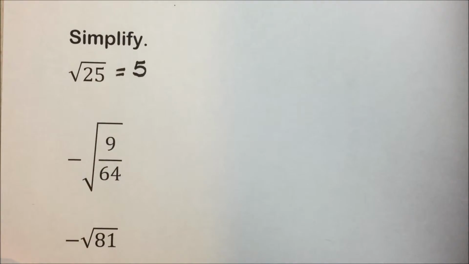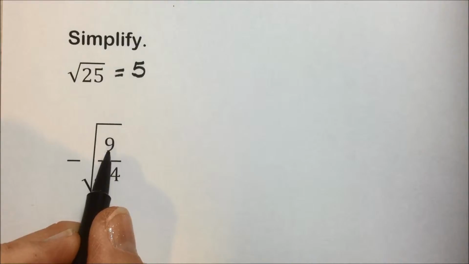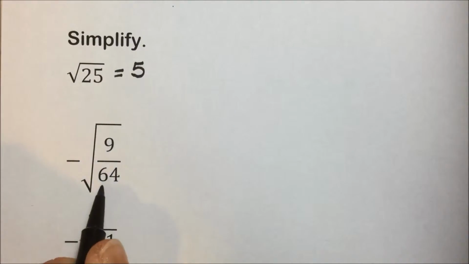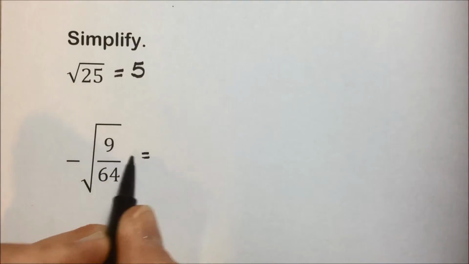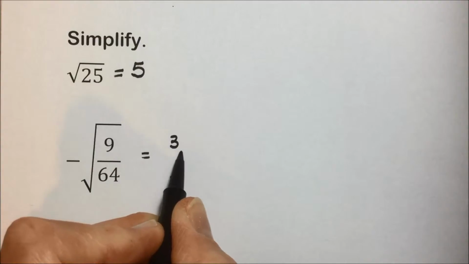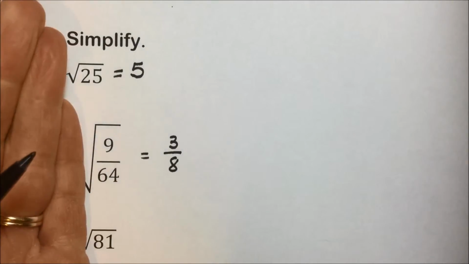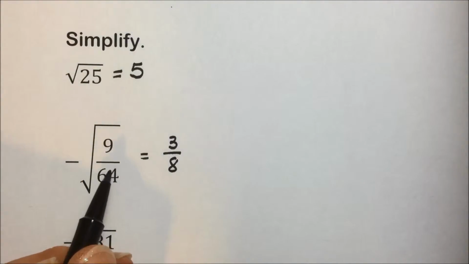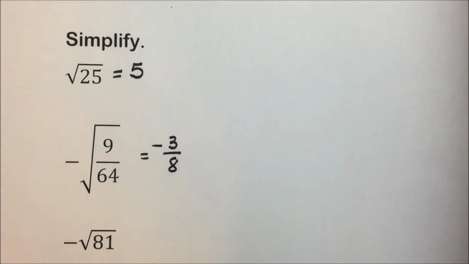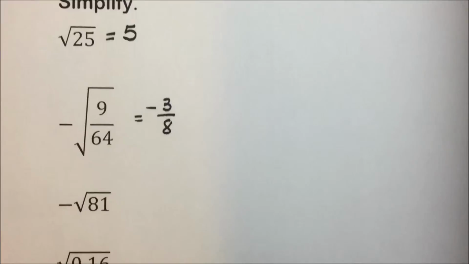The square root of 9/64: since 3 squared, or 3 times 3, is 9, and since 8 times 8 is 64, the square root would be 3/8. But then they're asking us to take the opposite of that, so we would answer negative 3/8 for the solution or simplification of that radical.